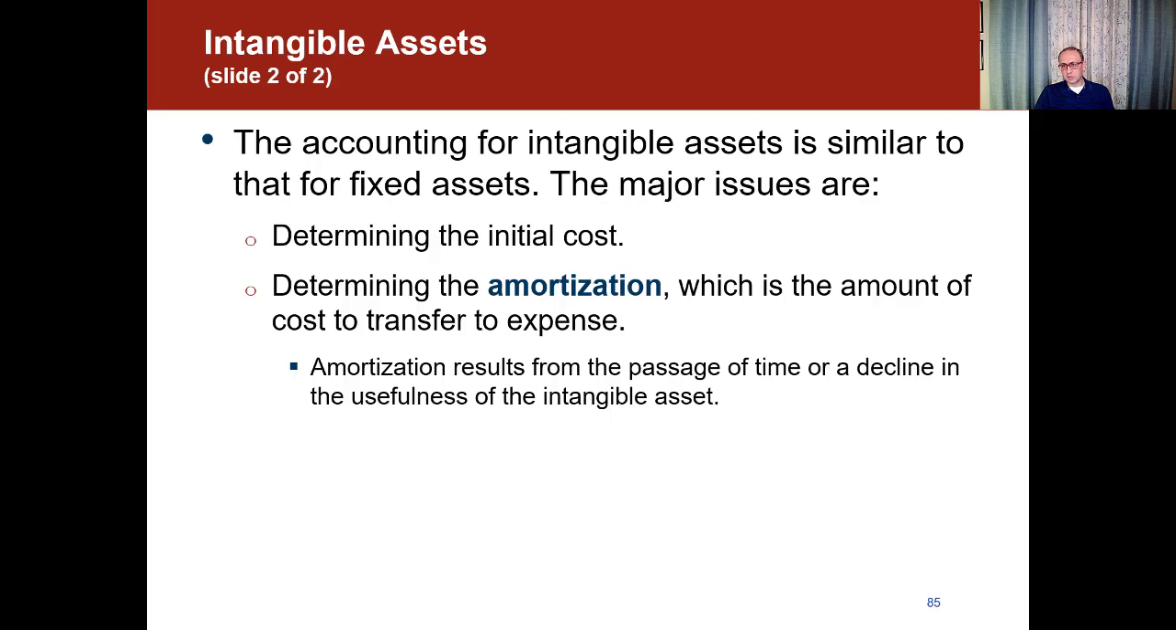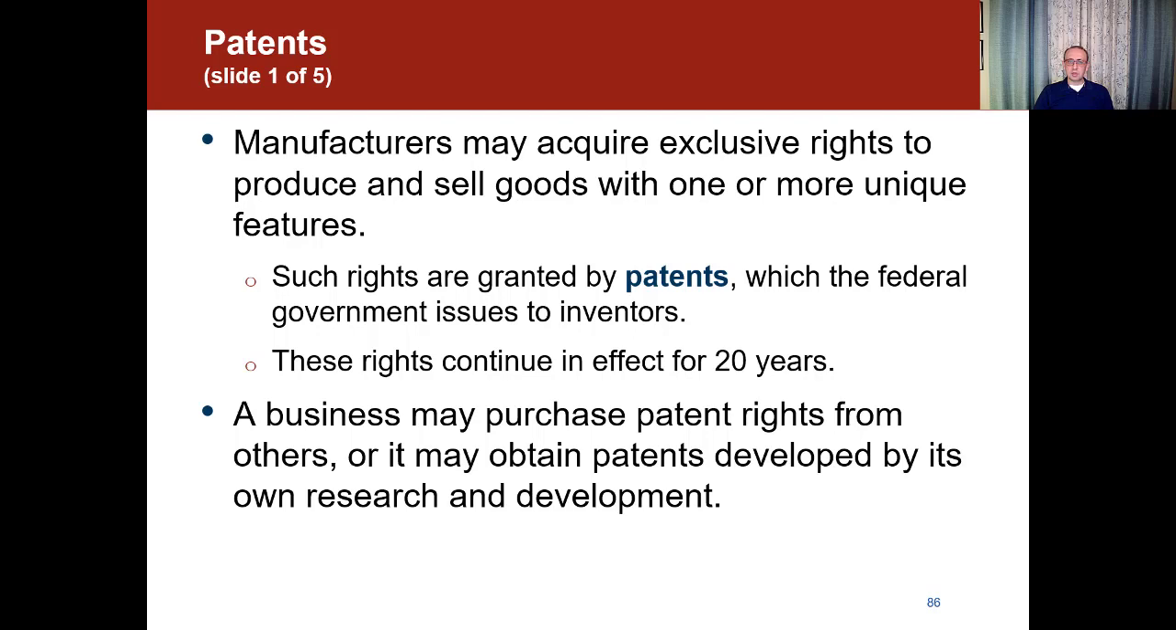So amortization results from this passage of time or decline in the usefulness of the intangible asset, which is very similar to the definition of depreciation or depletion. Now let's talk about patents, which is one of those examples related to intangible assets. Manufacturers may acquire exclusive rights to produce and sell goods with one or more unique features. Such rights are granted by patents, which the federal government issues to inventors.